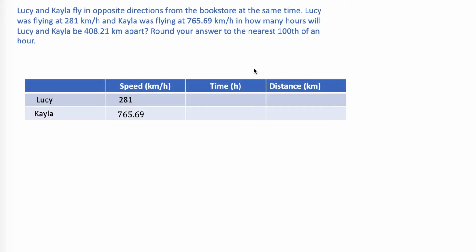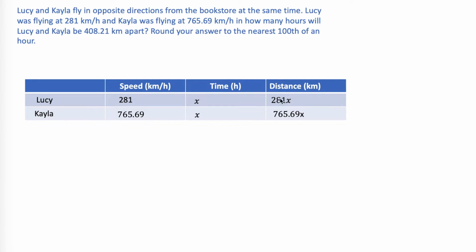The time is unknown, so I'm just going to call that x in both cases because they're both flying for the same amount of time. The distance, we know that they are going to be 408.21 kilometers apart, but don't put that distance here. This distance we're going to calculate by doing speed times time. I'm going to do 281 times x, and down here I'm going to do 765.69 times x.